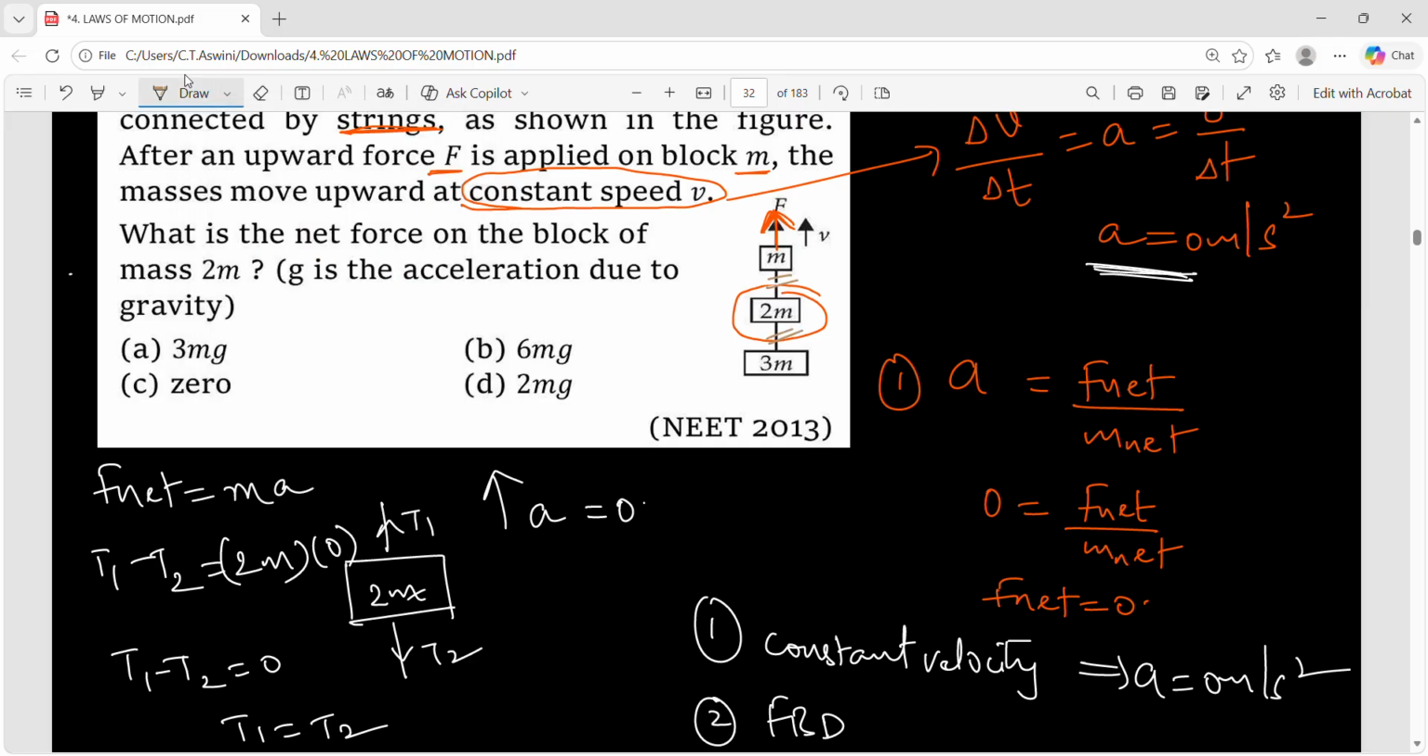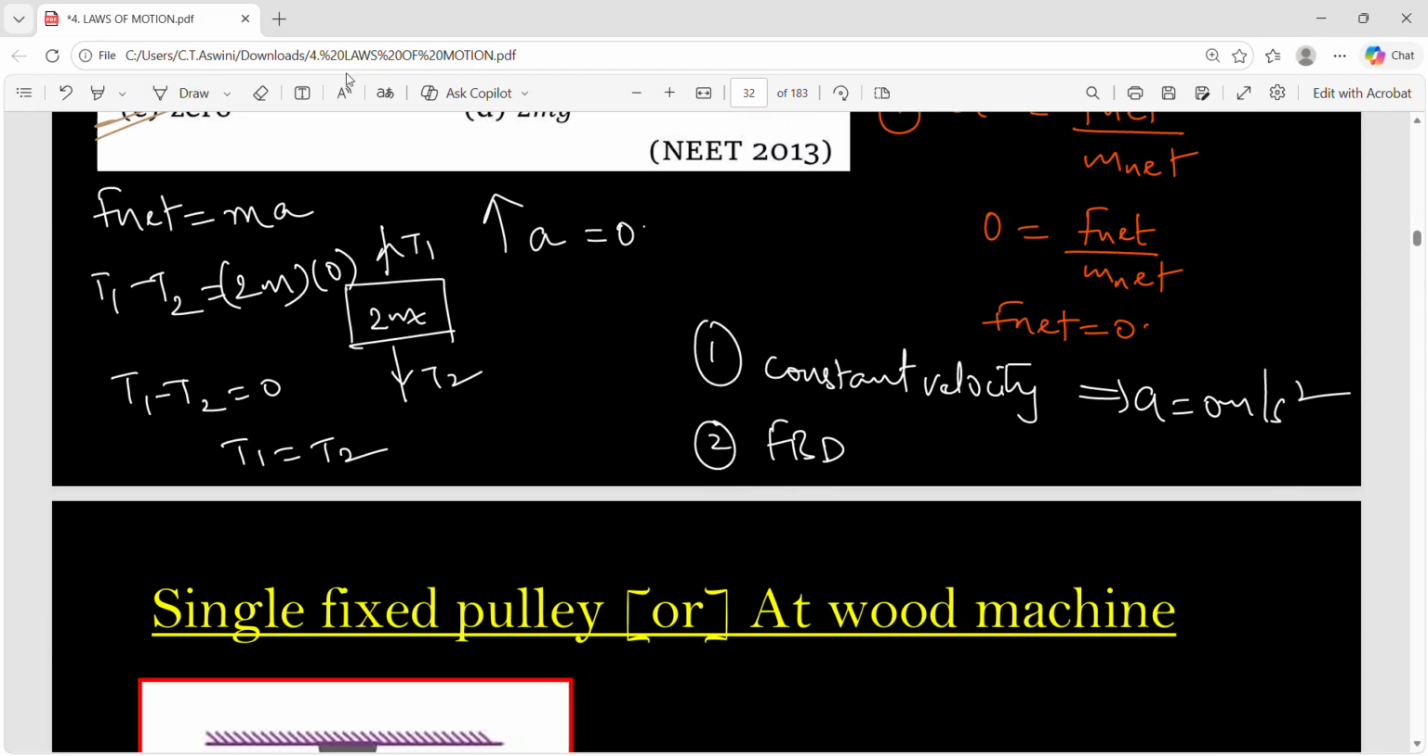If you see here, tension forces are equal and opposite in direction. So what is F net now? They are equal. F net is T1 minus T2 and that is 0. Got my point? However you do it, you will get the answer. But my suggestion is, you are preparing for competitive exams, so follow the shortcuts. Constant speed, acceleration 0. So F net is also 0.